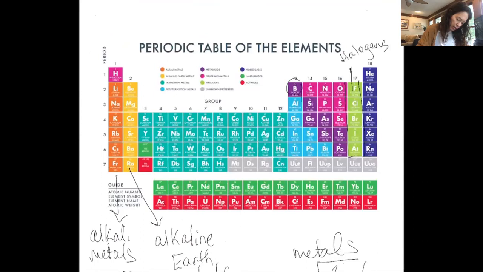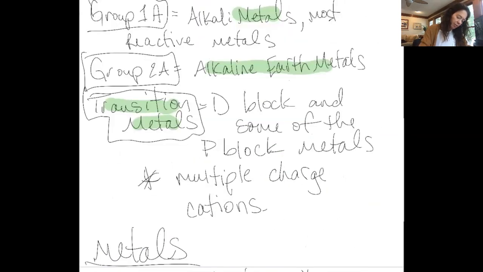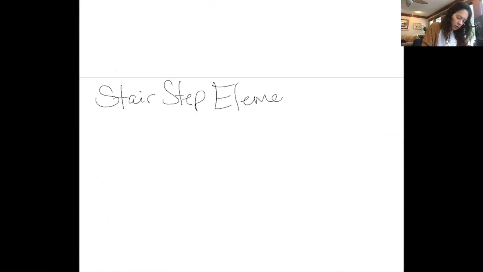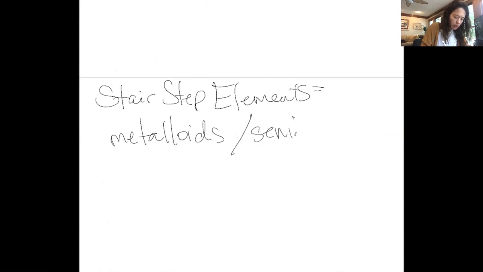Okay. And then lastly, we're going to look at the elements that are on the stair step. That's our boron, silicon, germanium, arsenic, antimony, tellurium, and polonium. Polonium is not stable. So on the stair step, those stair step elements are called metalloids or semi-metals. That makes sense because they are in between the metals and the nonmetals. So they have characteristics of both.